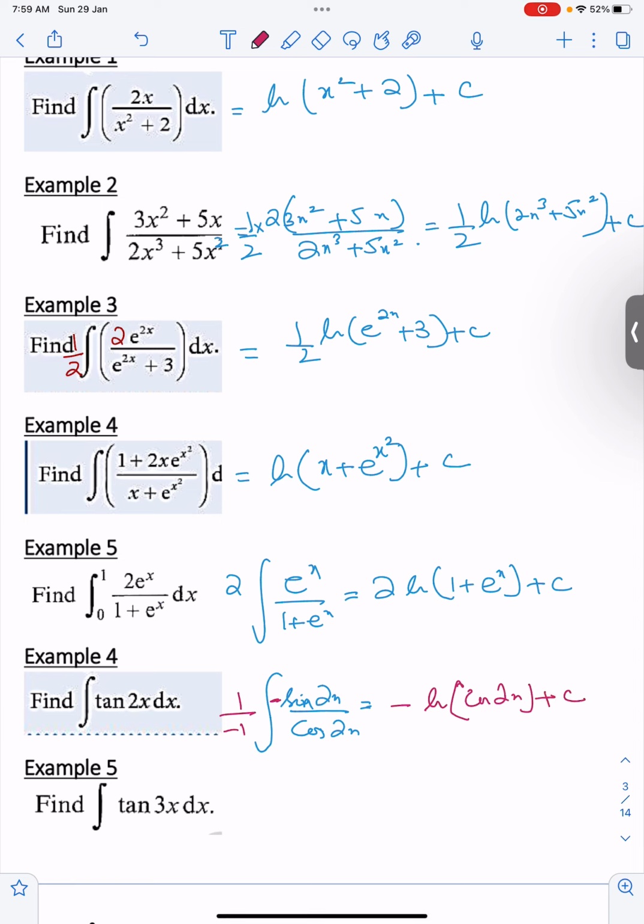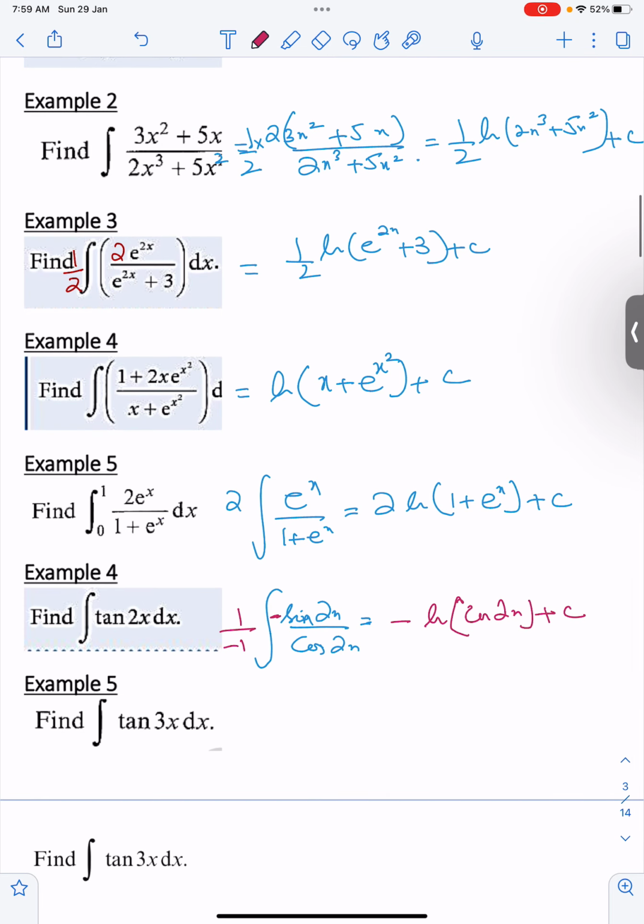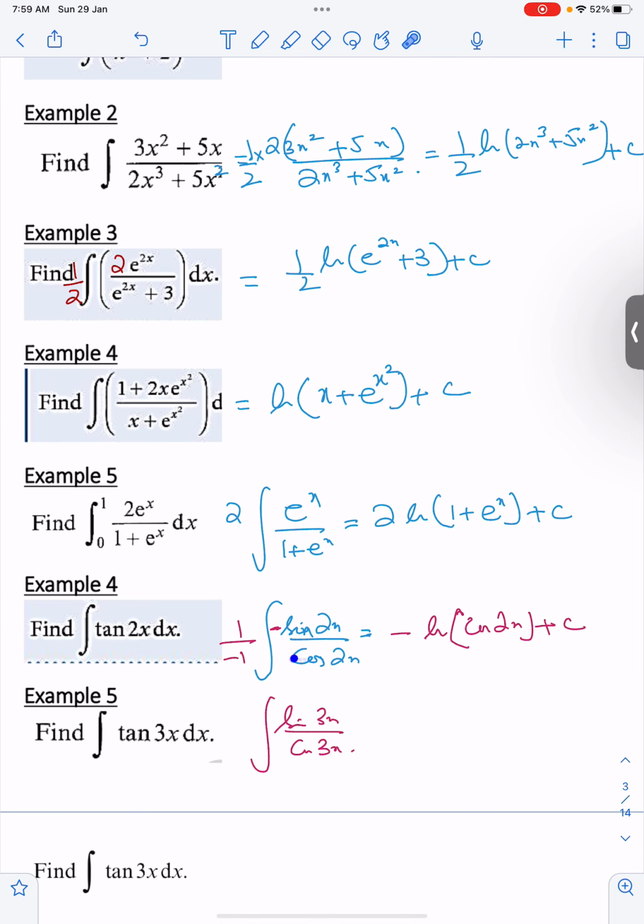Okay, moving on to tan of 3x. If it is tan of 3x, it's going to be sine of 3x upon cos of 3x. And the differential of cos of 3x is negative sine 3x into 3. Okay, here I've made a minor mistake. Let me just correct that first. The differentiation of cos of 2x is negative sine 2x multiplied by 2. So you have to add a negative 2 here. So you have to multiply it by 2 here. So it's going to be minus 1 upon 2 here.